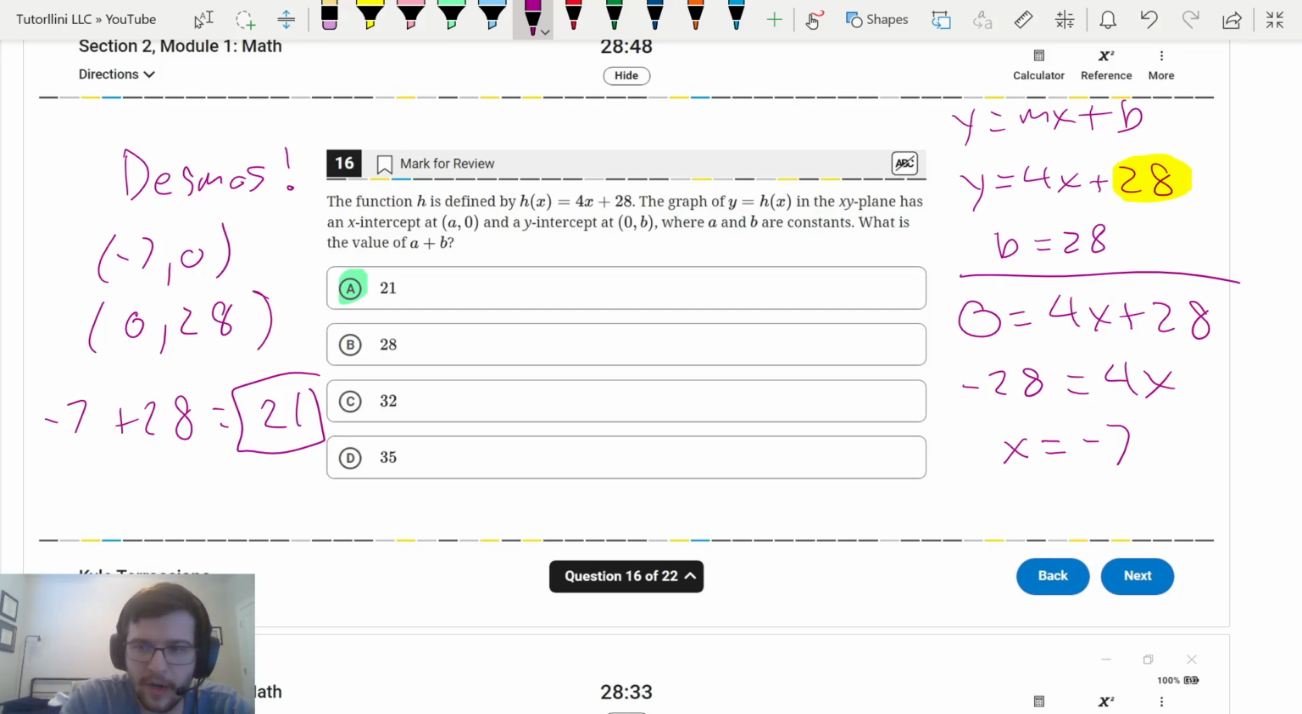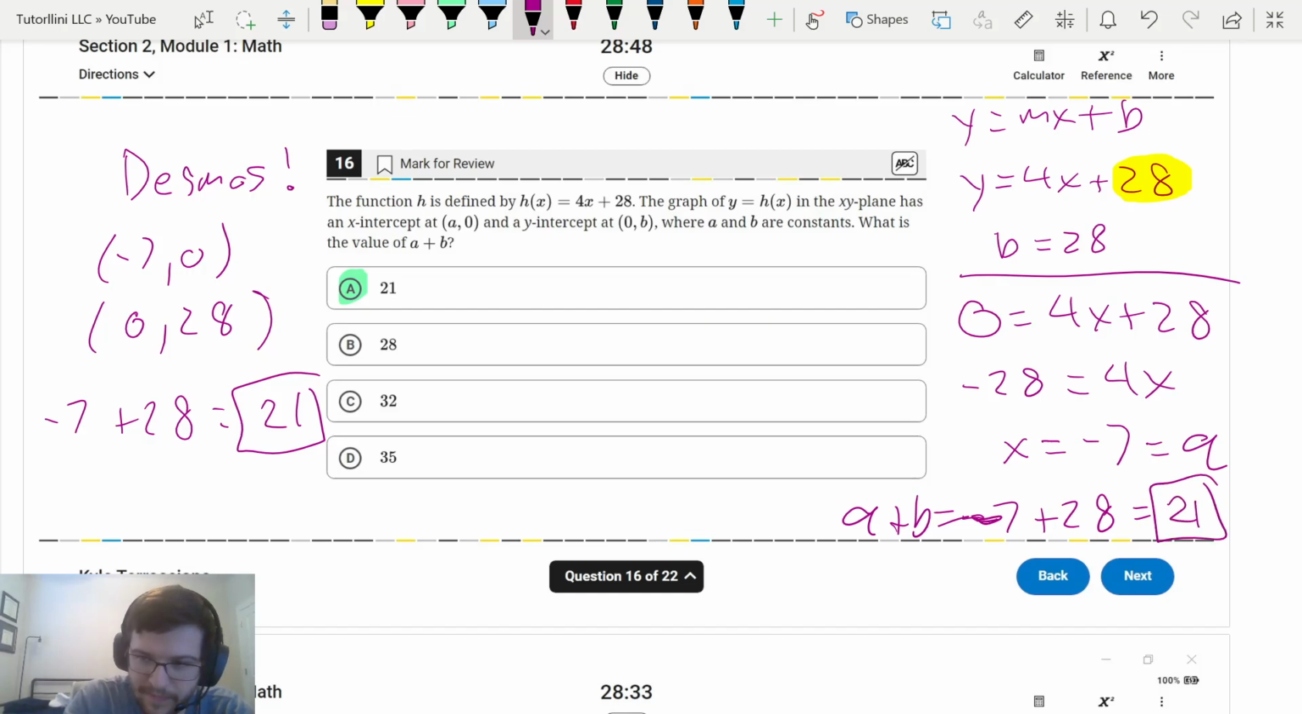And they called the x-intercept a. So you see, we still get 28 and negative 7, and then you just add them because it says a plus b, right? And you still get 21. So yeah, you could have done that by hand too. Again, I'm just trying to teach you how useful Desmos is as we go through this.